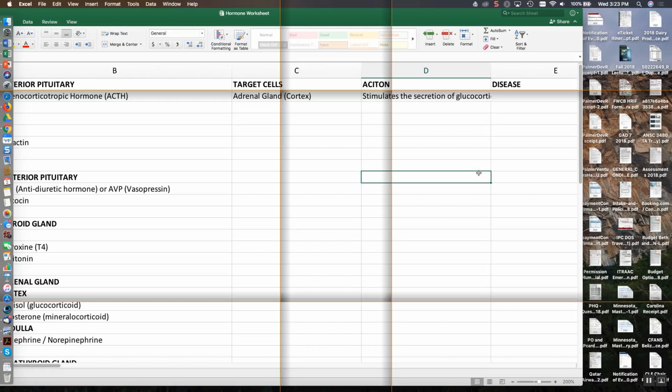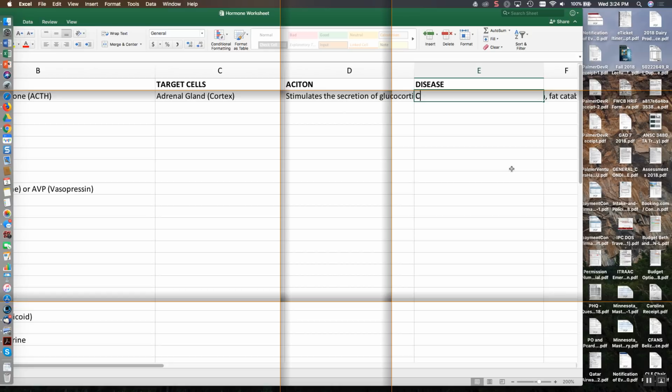Okay. All right, so what are some of the diseases we talked about? What does a hypersecretion of glucocorticoids cause? Cushing's disease. Hypersecretion of cortisol.